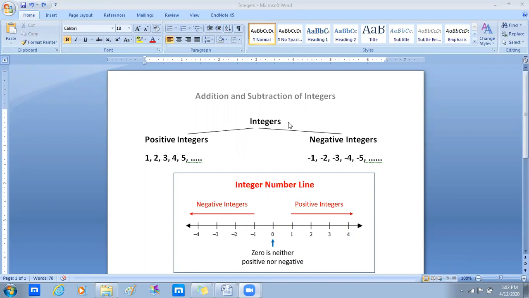The last lecture was about integers. So let's have a quick review about it. Integers are basically of two types. The first type is the positive integers, while the second type is the negative integers. Positive integers are the ones that have a positive sign with the number or do not have any sign, while negative integers are the numbers that have a negative sign.